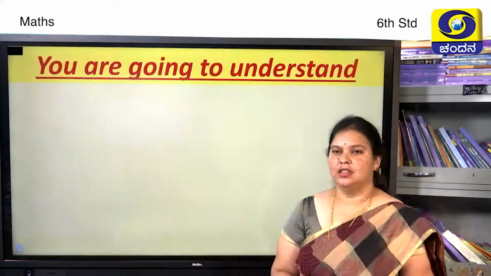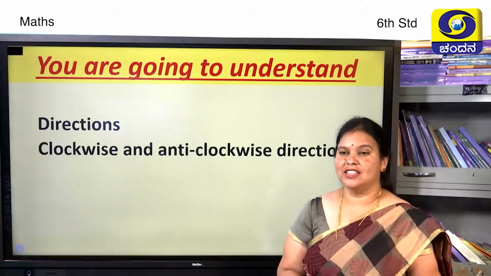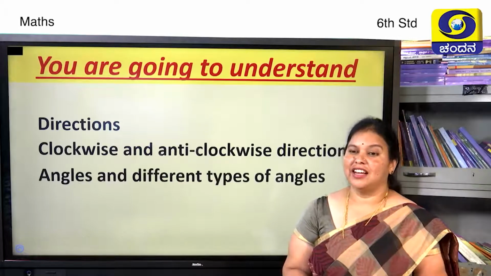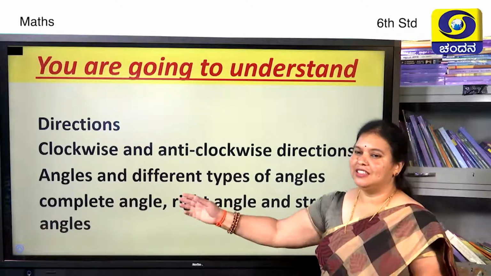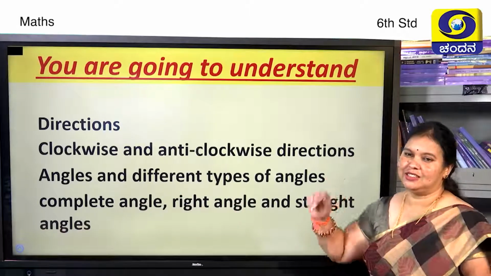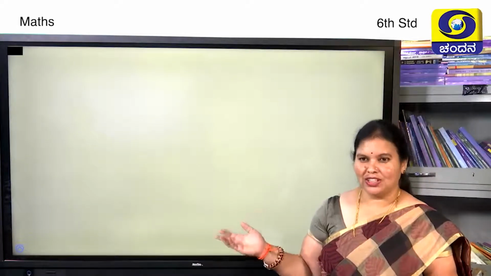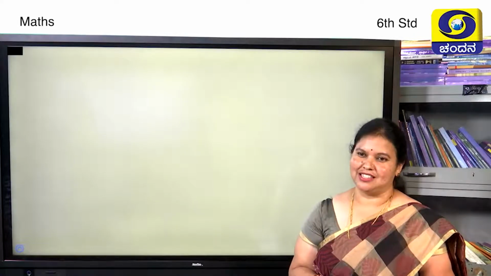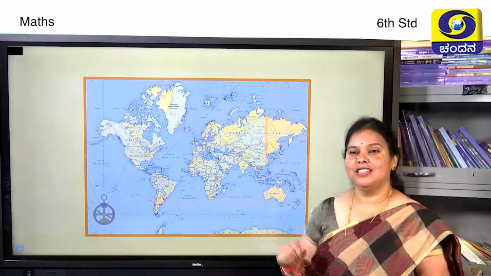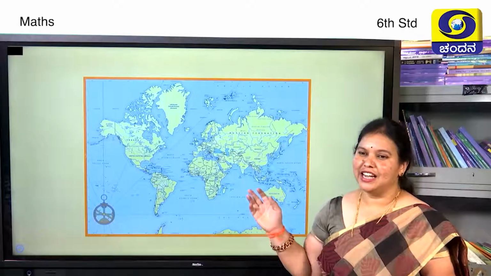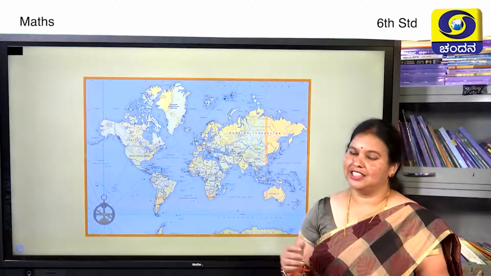Is it clear, children? In this session you are going to learn directions, clockwise and anti-clockwise directions, angles and different types of angles. In that you will learn complete angle, right angle and straight angles. Children, you are already aware of directions from your lower classes and from your social science classes, isn't it? Here I am taking help of a world map to find directions so that it can help in mathematics to understand clockwise and anti-clockwise directions of movements.